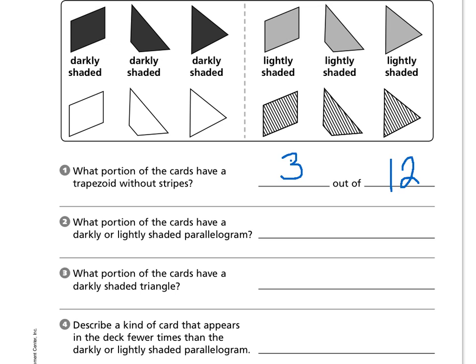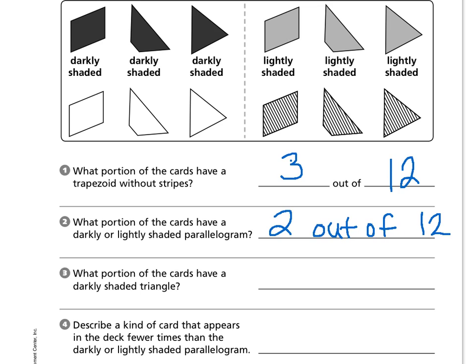What portion of the cards have a darkly or lightly shaded parallelogram? So I need to know that parallelograms have 2 sides that are parallel. And I can see that I have 1, 2, 3, 4 parallelograms. And now I need to figure out what portion of the cards have a darkly or lightly shaded parallelogram. Well, I know that it's going to have 1 at the top, which is darkly shaded, and 1 at the other top, which is lightly shaded, which would be 2 out of 12.